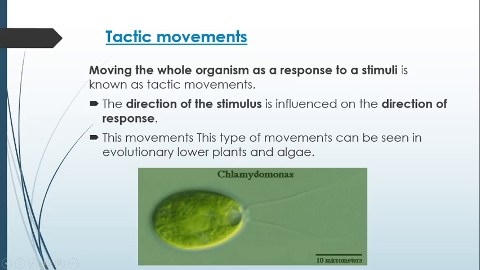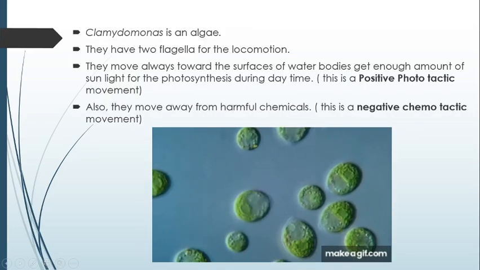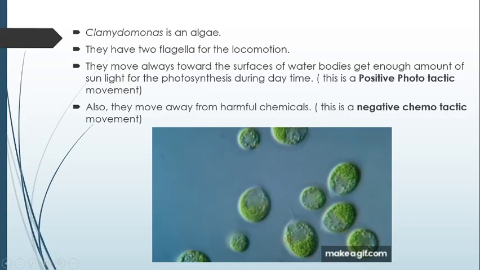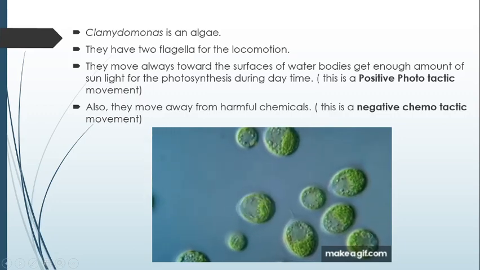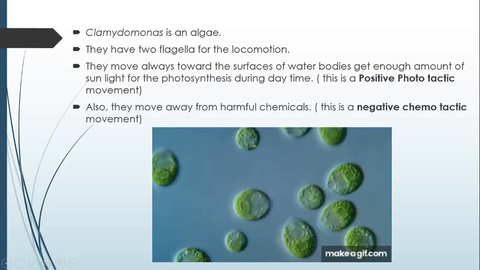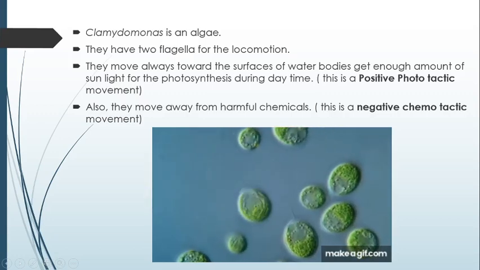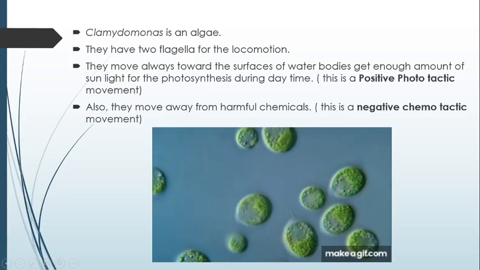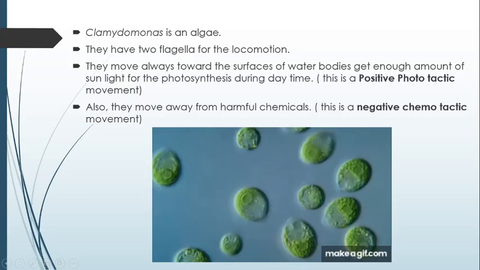It is very easy to observe these tactic movements in the algae called Chlamydomonas. In the following diagram, you can see the structure of a Chlamydomonas. There are two flagella in a Chlamydomonas body. Chlamydomonas is an algae. They have two flagella for locomotion, as I told you before. They always move toward the surface of water. These Chlamydomonas are algae, so they are living inside water.